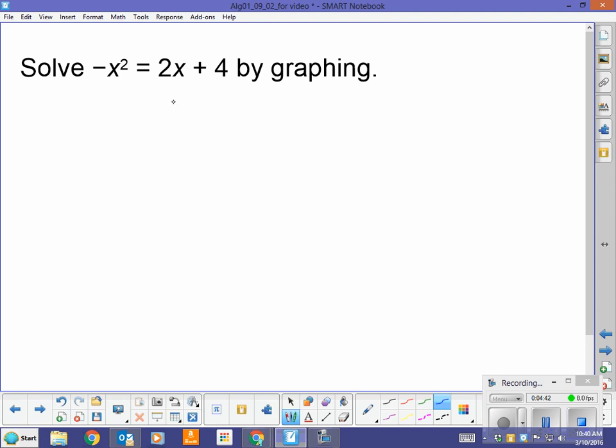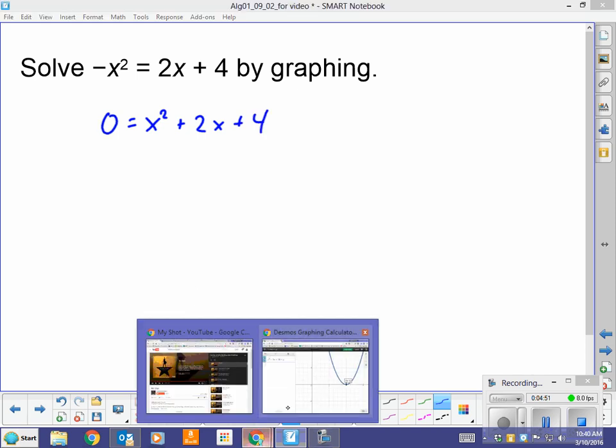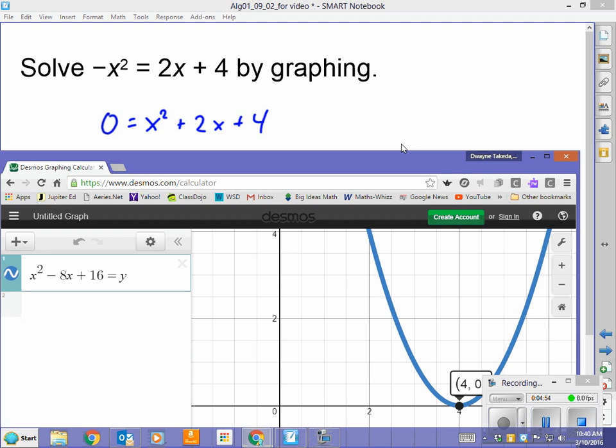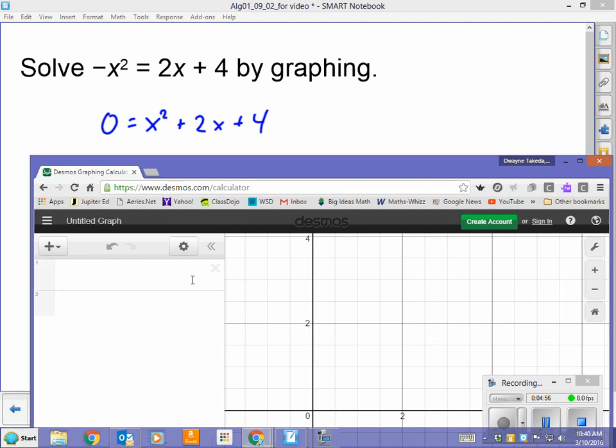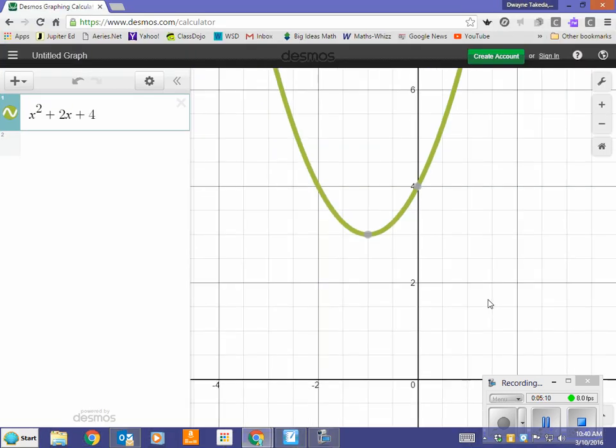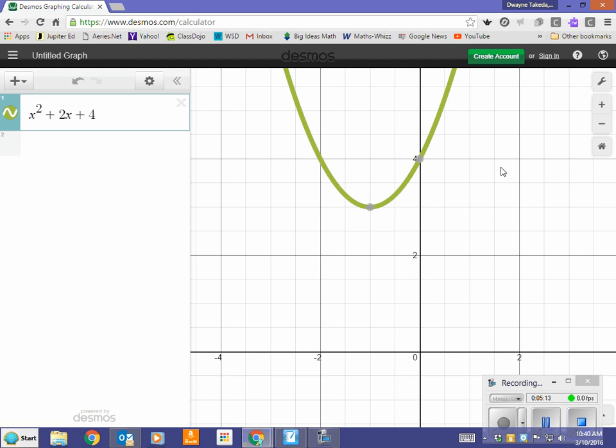Okay, let's take a look at one more example. Negative x squared equals 2x plus 4. So I'm going to add x squared to both sides, and we'll do this by graphing. So x squared plus 2x plus 4. And you can see where the parabola is related to the x-axis here. The parabola never hits the x-axis. That's because this has no solution. So this one, we would say no solution.